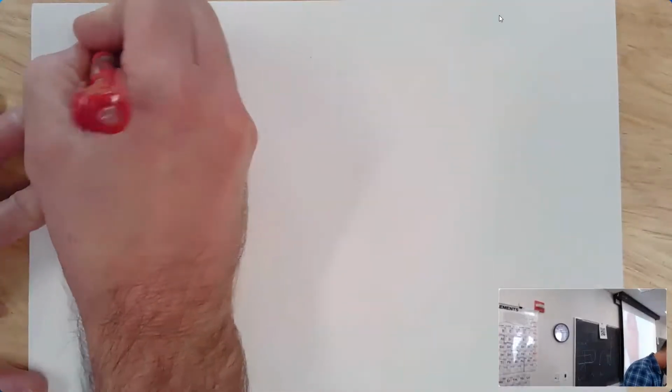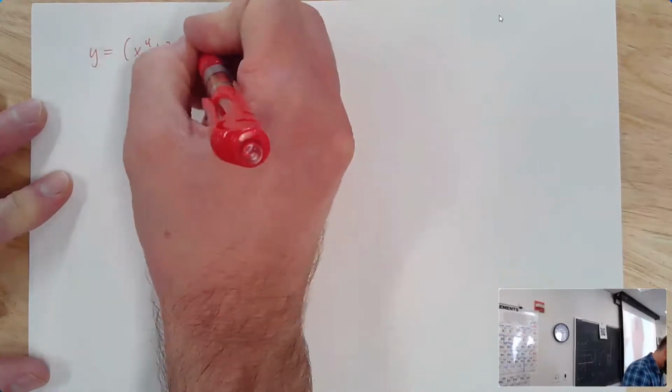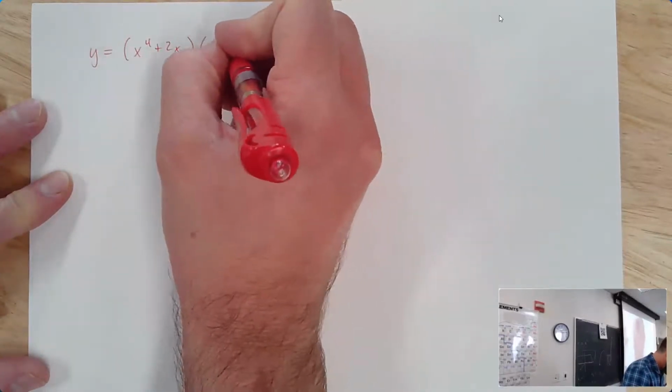Excuse me. So let's look at some more examples. Let's say our function is y equal to x to the fourth plus 2x times x squared plus 3.